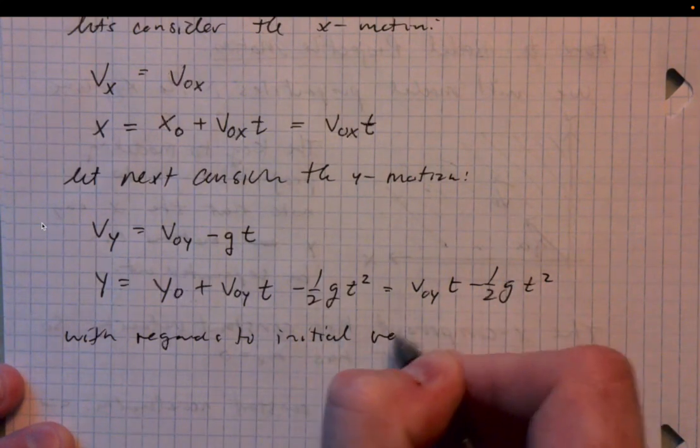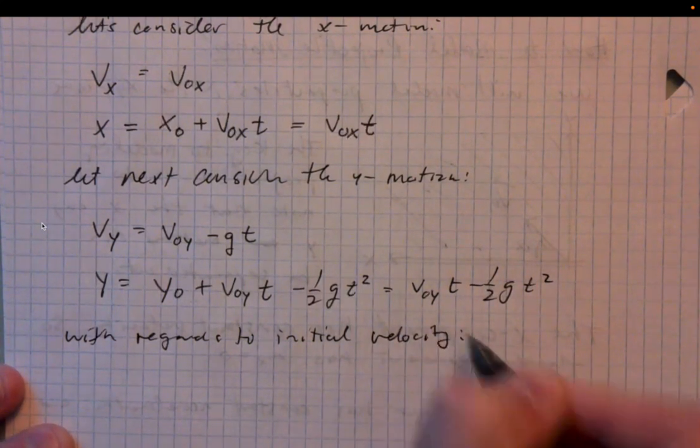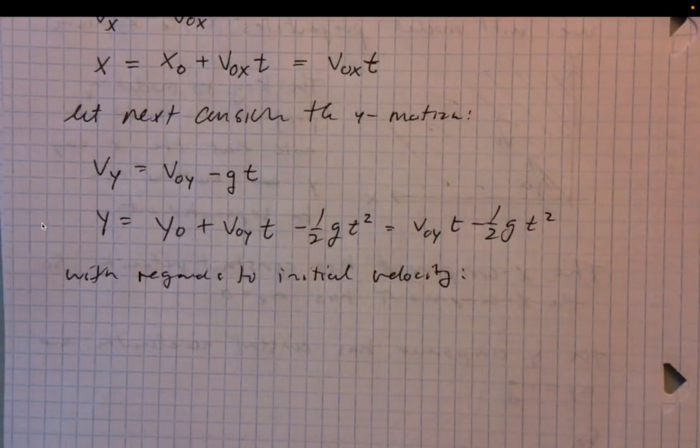Now, with regard to this initial velocity, usually we'll be told that a projectile leaves a cannon. The problem statement will sound something like this: a projectile leaves a cannon at 20 meters per second, 53 degrees off of the horizontal. So we're just told the magnitude of the initial velocity. What we have to do is break down the components.